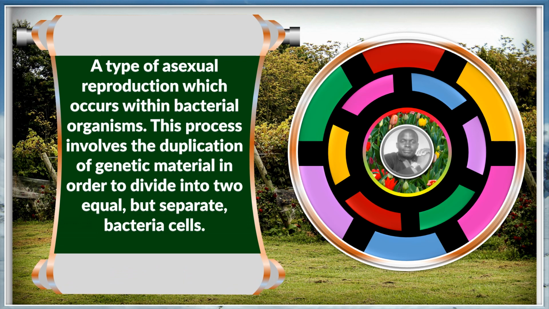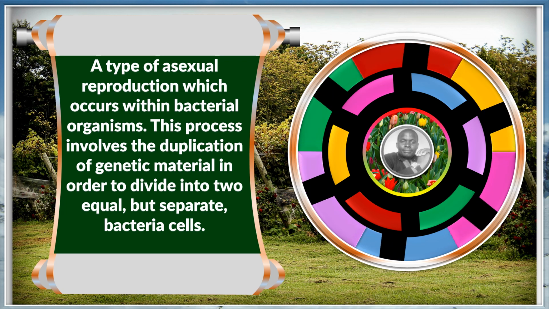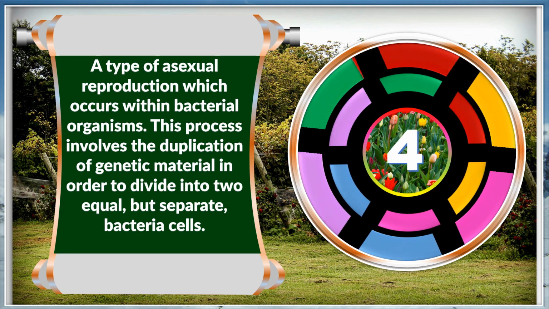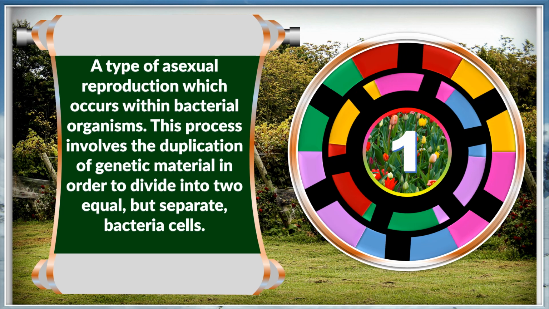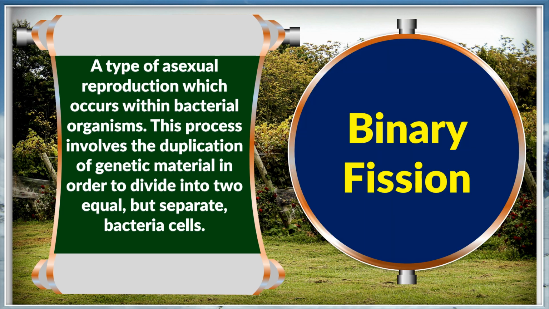A type of asexual reproduction which occurs within bacterial organisms. This process involves the duplication of genetic material in order to divide into two equal but separate bacterial cells. Binary fission.